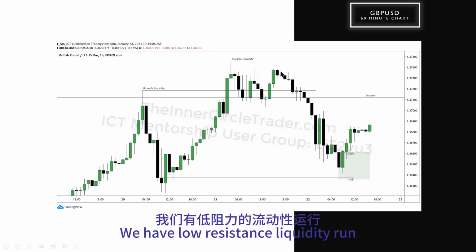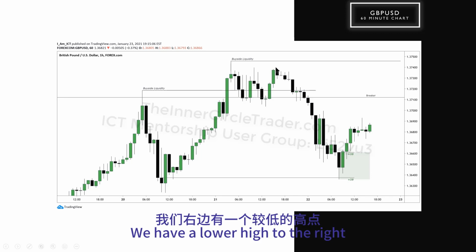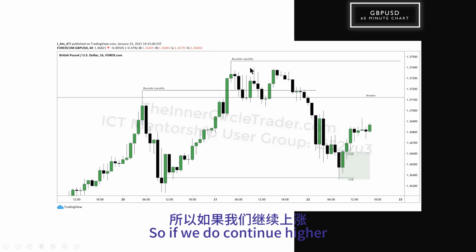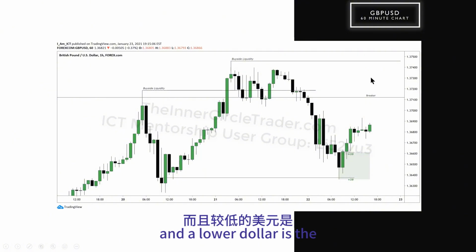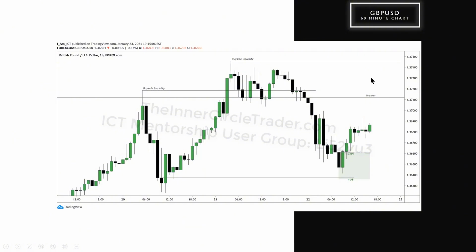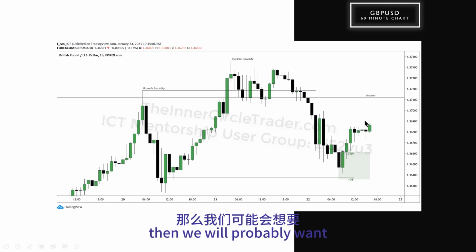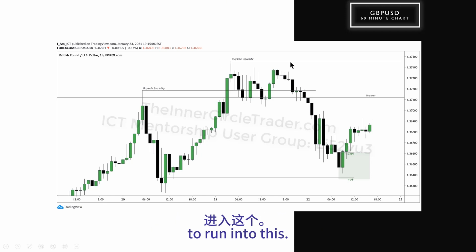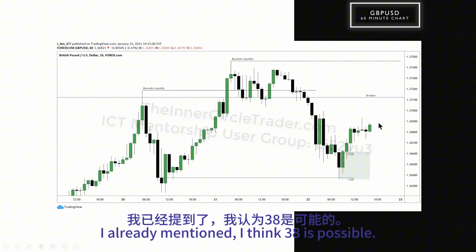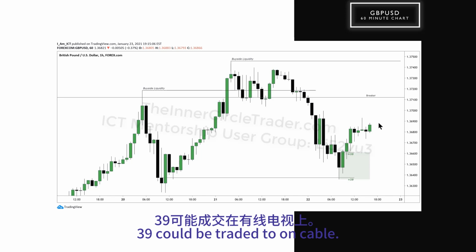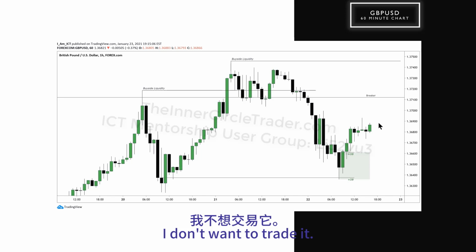We had relative equal highs left. We have low resistance liquidity run signatures still in play. We have a lower high to the right than that of the highest high. So if we do continue higher and a lower dollar is the delivery for this week or the coming days, then we will probably want to run into this. I already mentioned I think 38 is possible, and if we start really getting crazy, 39 could be traded too on cable.